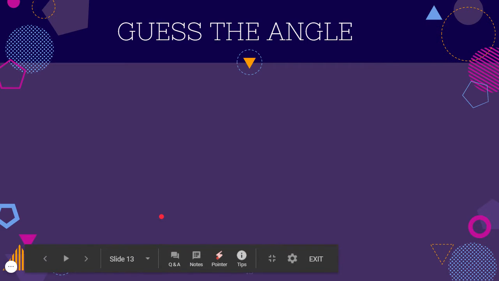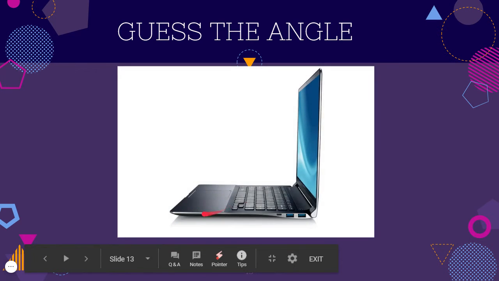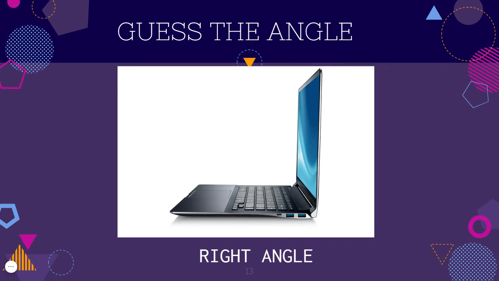Another angle can be guessed now with this picture of a laptop. You can see it's exactly at the center of it, and you can guess this as it's going to be a right angle. Very good, children. Now let's go ahead.